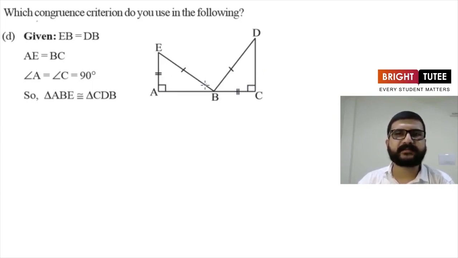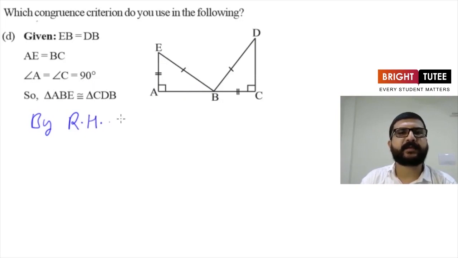Now what kind of triangles these are? These are right angled triangles. So here angle A is equal to angle C, that is they are right angles, and EB is equal to DB, and these are the hypotenuse of these two triangles. And other than this hypotenuse, one more side is equal, and that is EA is equal to BC, as it is given in the question itself. So it means here we are having right angles, hypotenuse, and one of the sides other than hypotenuse. All these are correspondingly equal. So it means these two triangles are congruent by RHS criteria, that is right angle, hypotenuse, side.